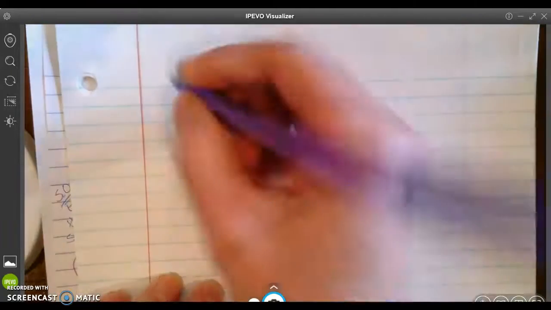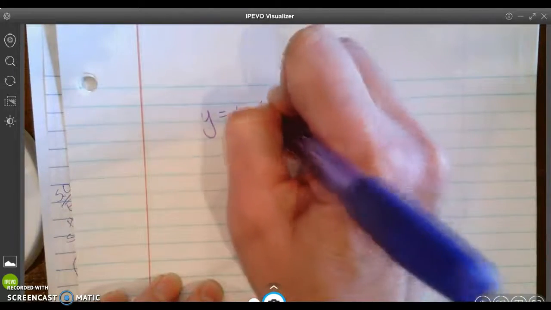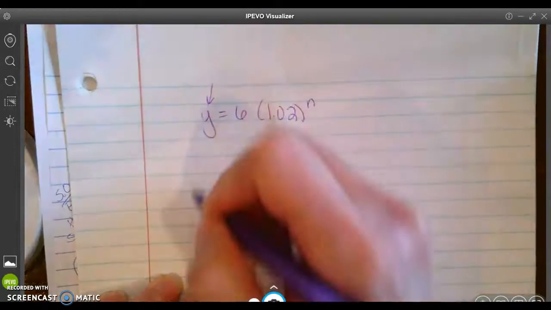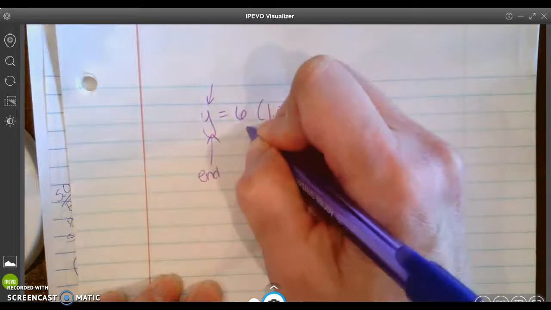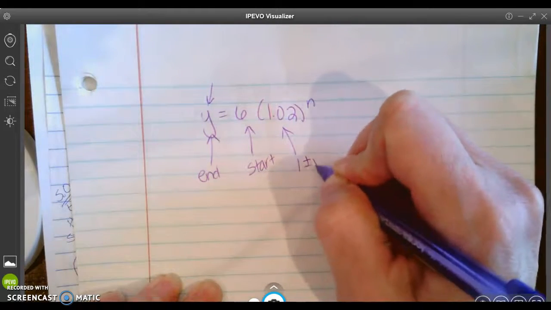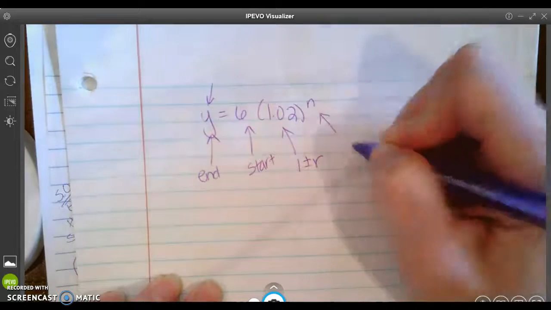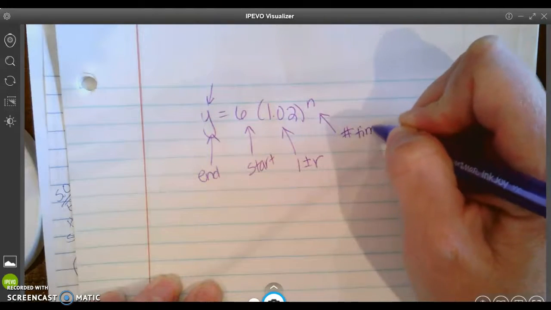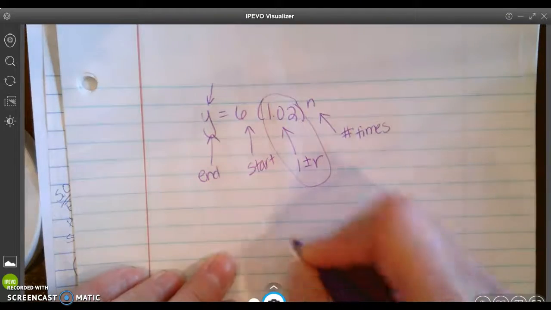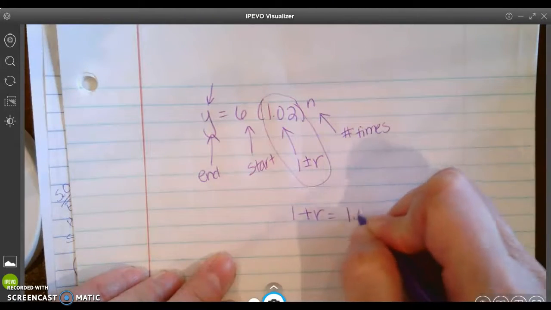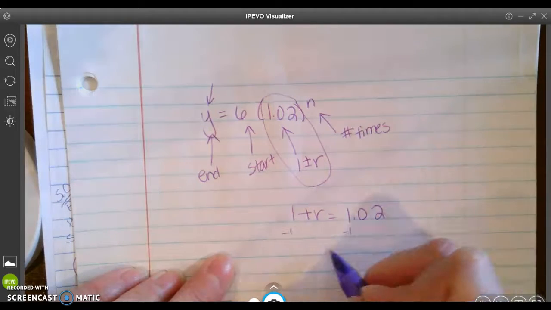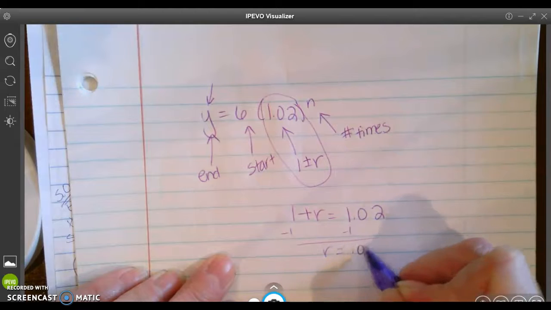So this is the equation that I had. If you remember, this is our ending value. This was our starting number. This is 1 plus or minus our rate, and then this is number of time periods. So this must have been 1 plus our rate, which is 1.02. If I subtract 1 from both sides, that means my rate was 0.02.